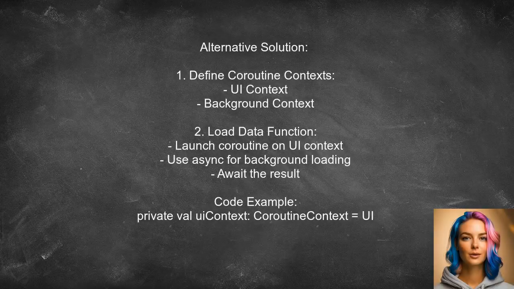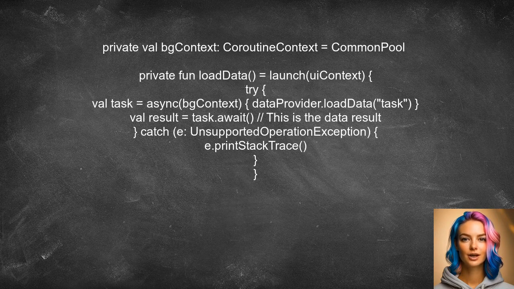An alternative approach shared by another user involves using coroutine contexts for better structure. They define a UI context and a background context. Inside the load data function, they launch a coroutine on the UI context and use async to load data in the background. The result is awaited, providing a clean way to retrieve the data.